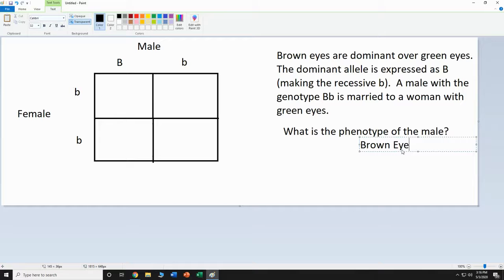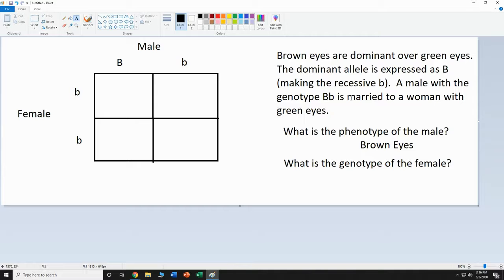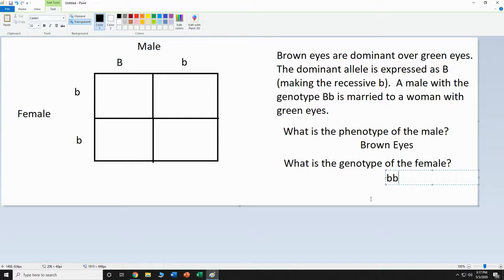All right, so the next question I kind of already answered for you. What is the genotype of the female? Well, because we know that she has green eyes, we know that her genotype, which is the letters, has to be little b, little b. Because if she had a capital B, like the boy did, then she'd have brown eyes. But green eyes is recessive, so it has to be two little b's. So her genotype is going to be, you'd write it out as little b, little b, just like that.